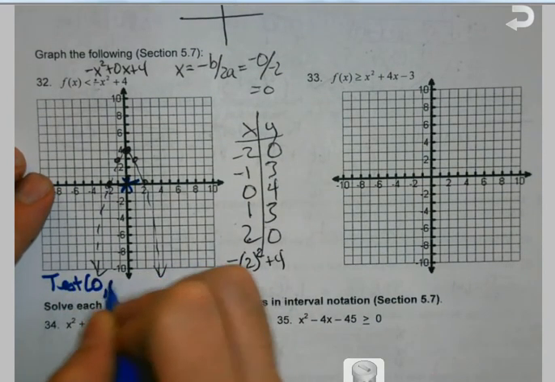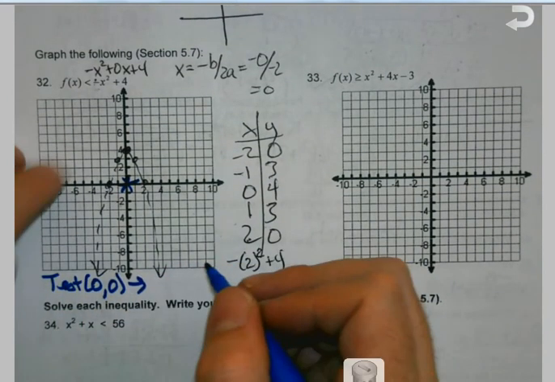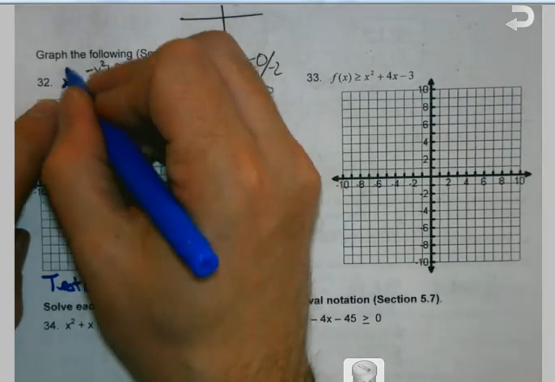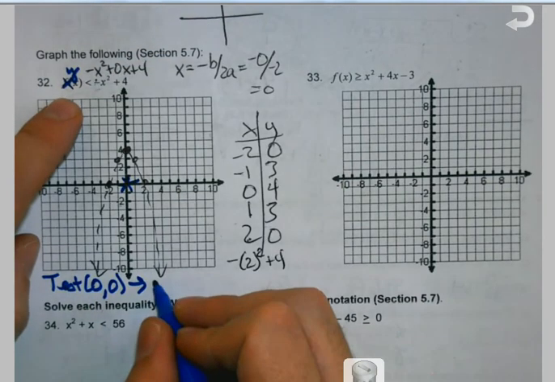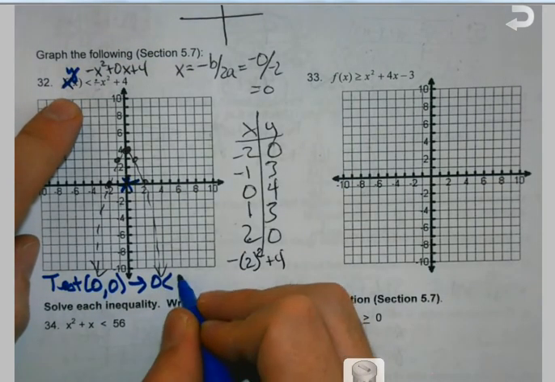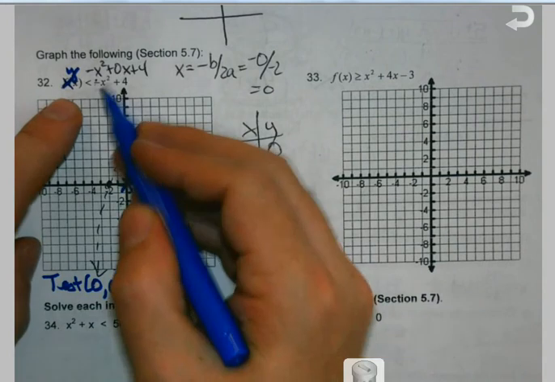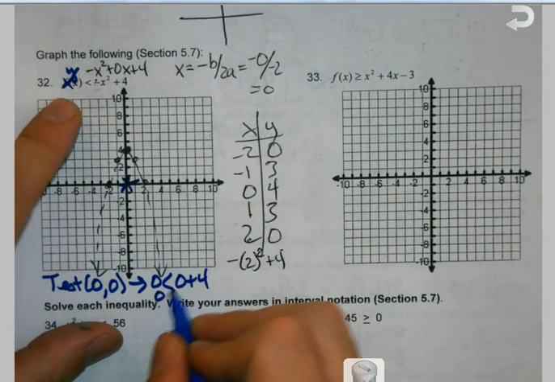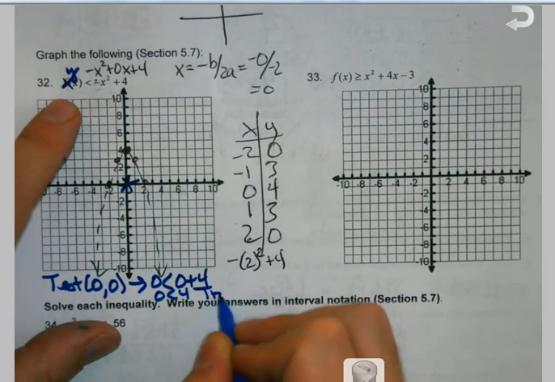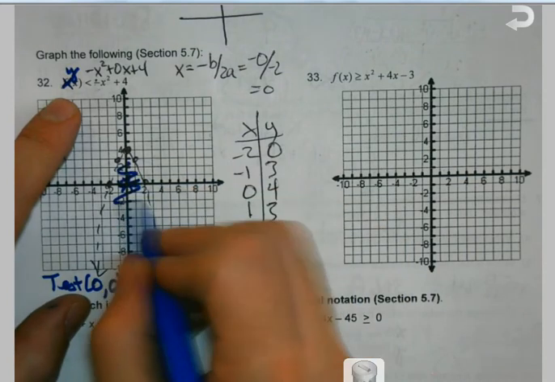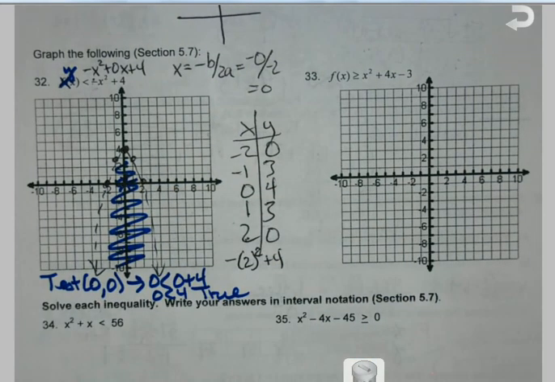Because what does 0, 0 do? It basically wipes everything out. F of x is a fancy way of saying y. So 0 is less than 0 plus 4, because that's what 0 squared is. Is 0 less than 4? Absolutely. Shade inside. Always test that point inside. If it's true, it stays in. If it doesn't, it goes out.